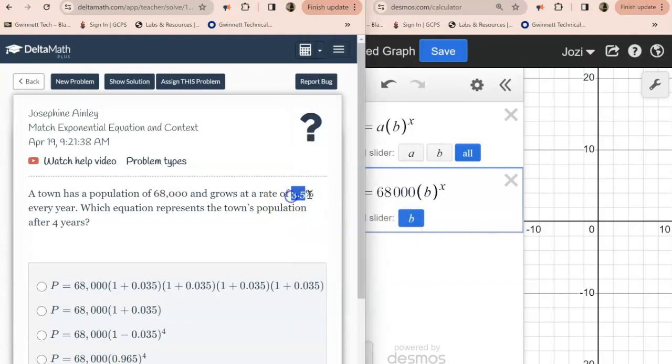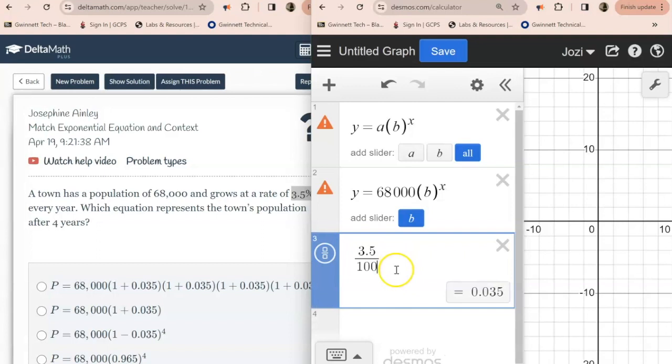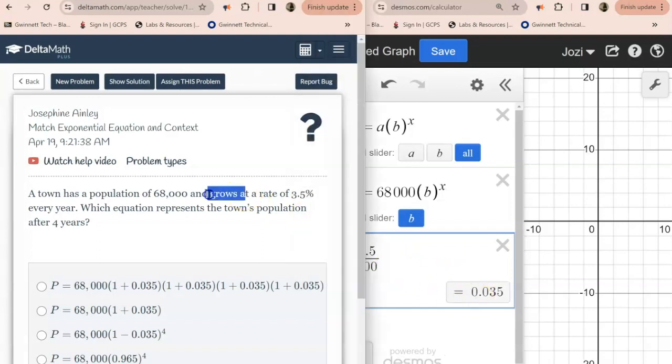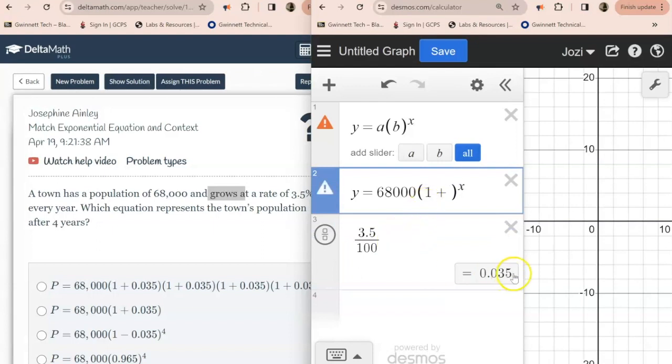Grows at a rate of 3.5%. How do I get rid of the percent? I divide by 100. So I just got rid of the percent. And it's growing, so that means in B, I'm going to do what? One plus the number without the percent.